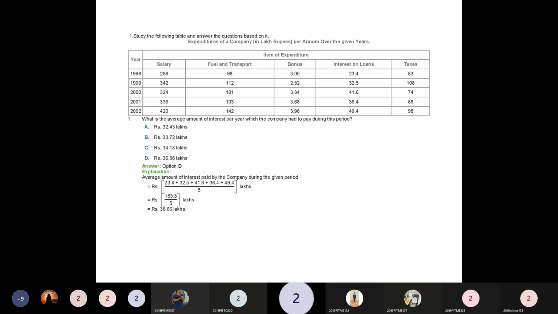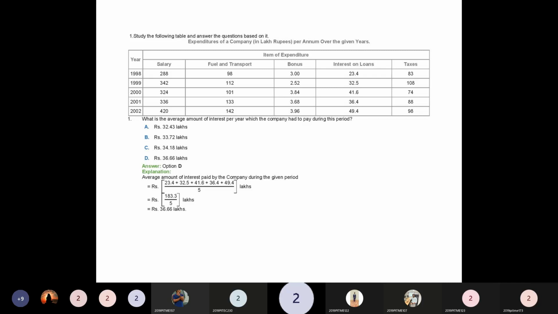Yeah, right. So if you add all the values, you know that 183.3 by 5. If you simplify this value, you can get 36.66 lakhs. So the average interest paid for loans is 36.66 lakhs. Where is the answer? Option D is correct.